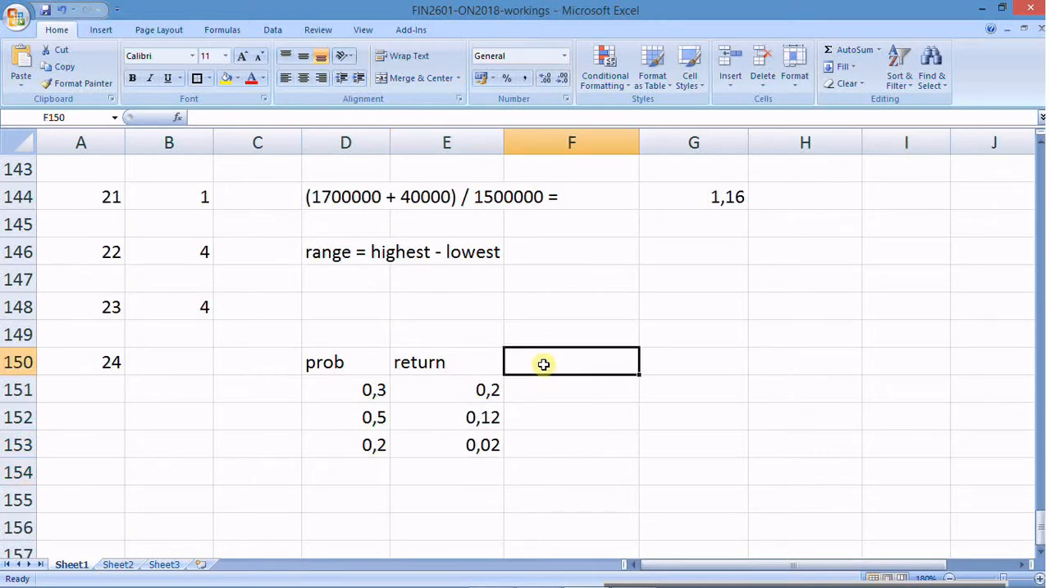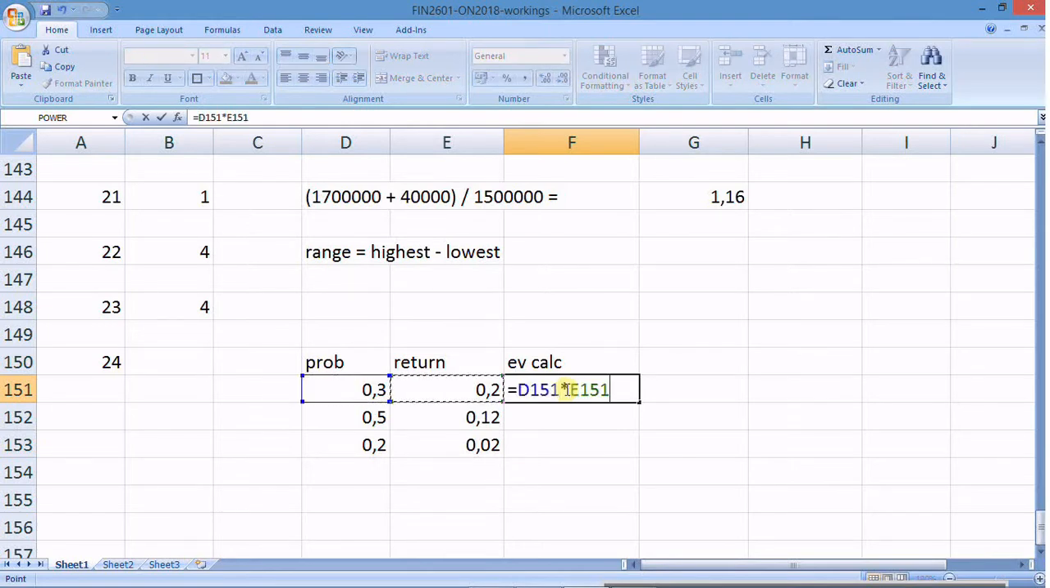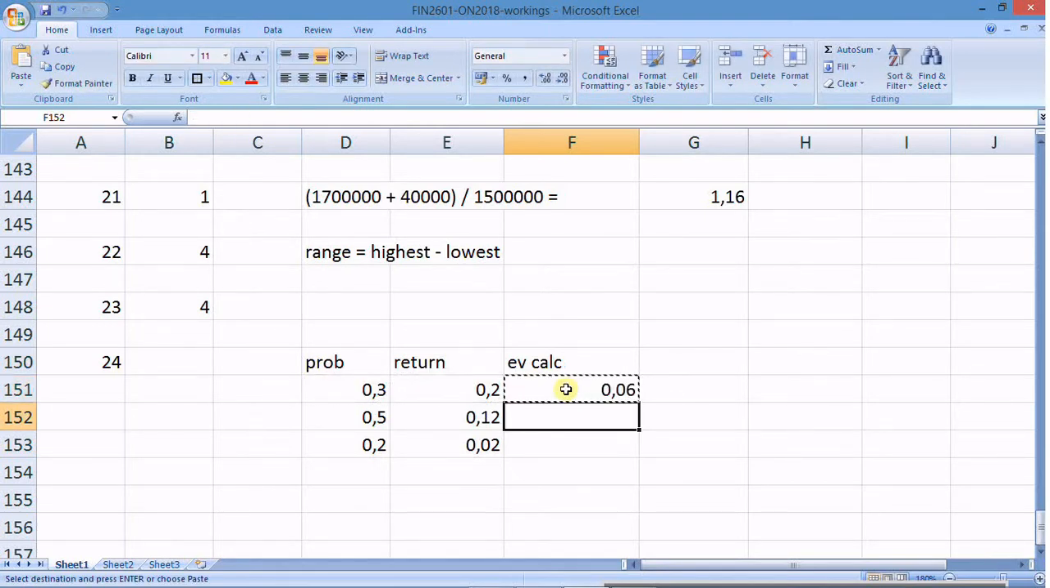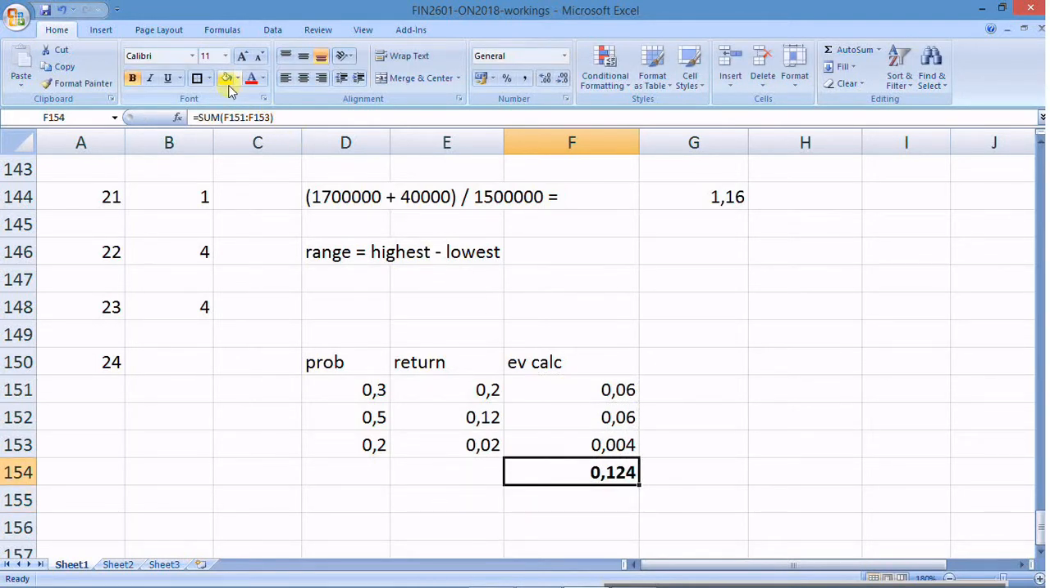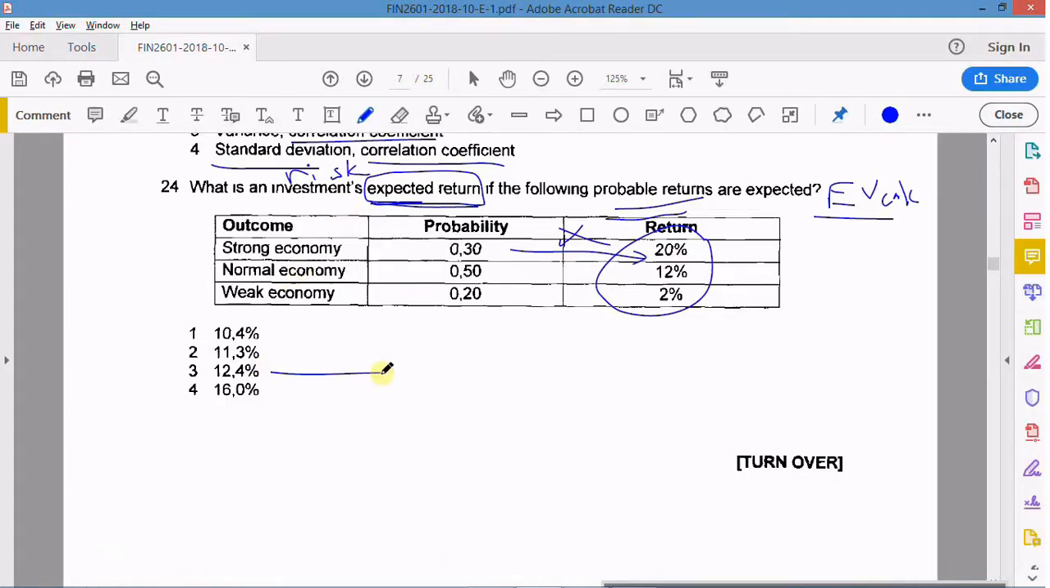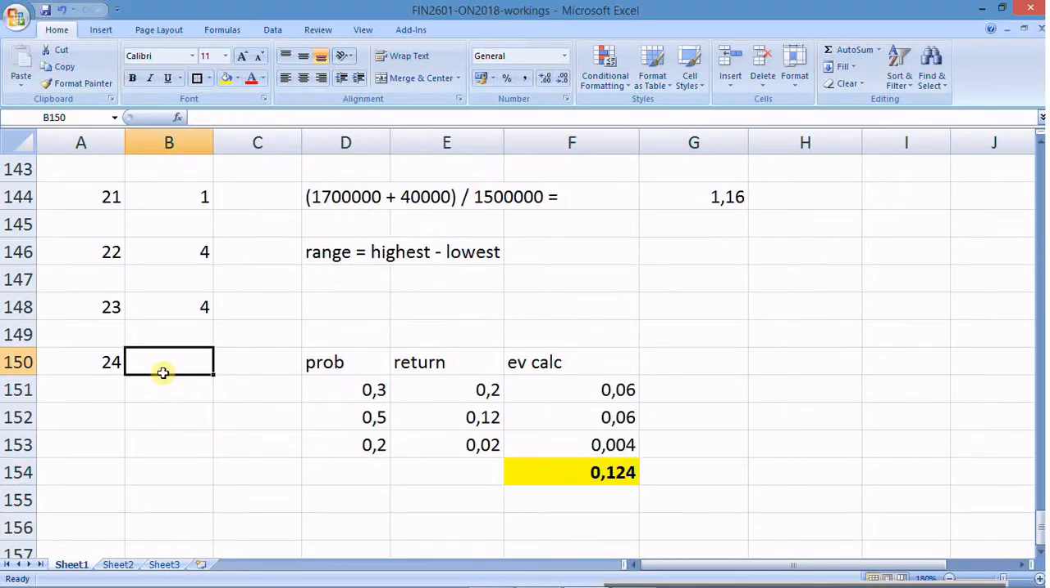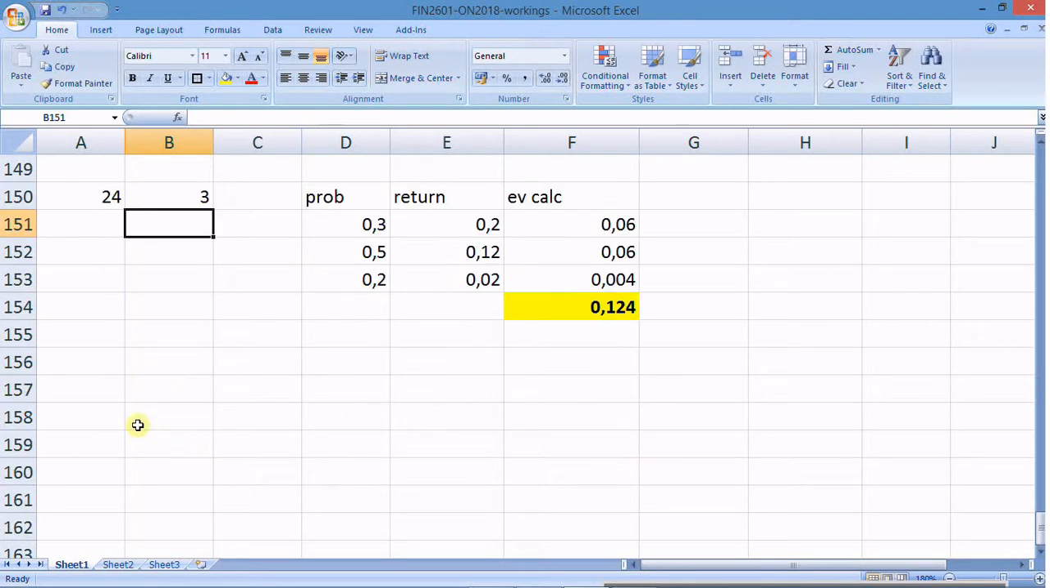The EV calculation, which we need to know because it comes from the table. It's this times that. You do that for those three, then you sum up, and then you look for that answer. 12.4%, option 3. You don't do the whole table, you do what you need.